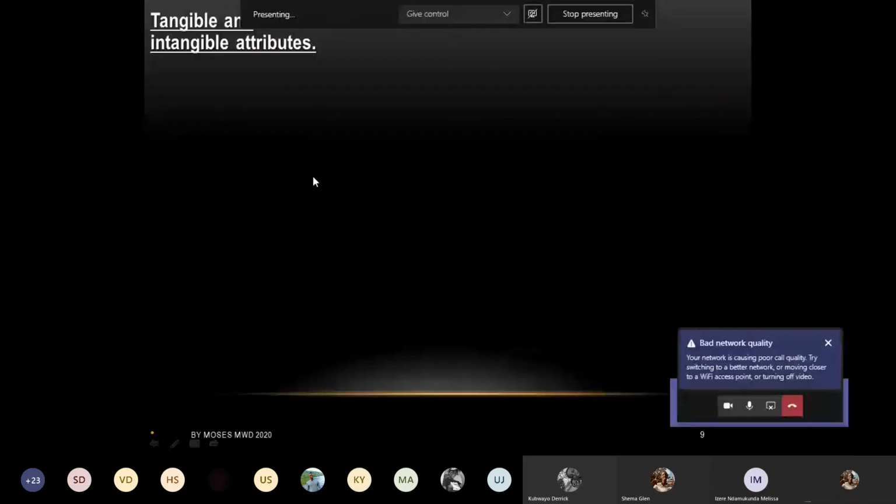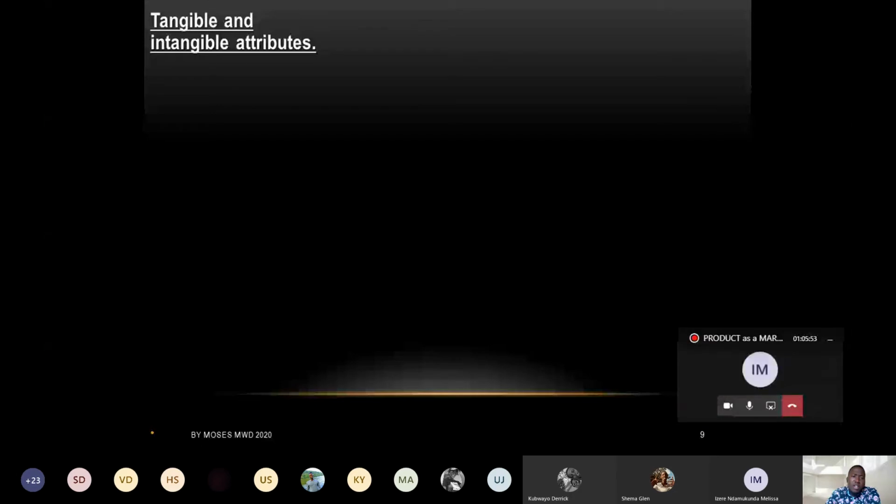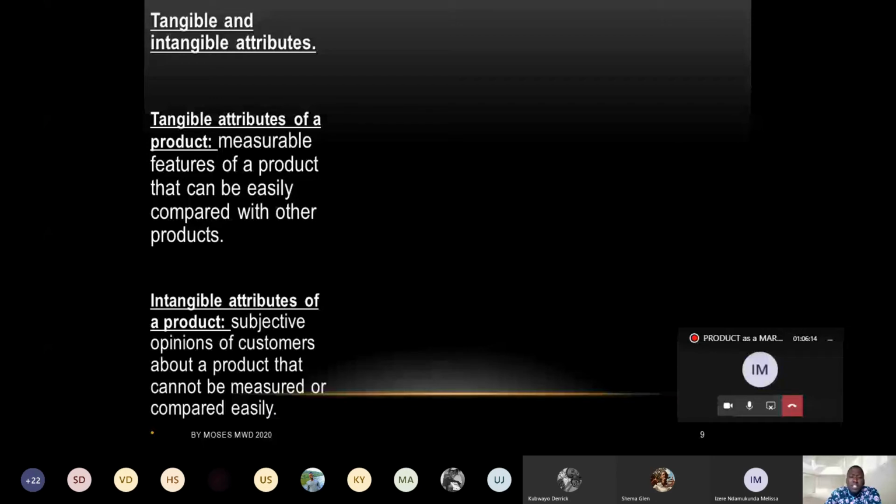So we are going to talk about tangible and intangible attributes of a product. Tangible are things you can see. Intangible, you can't see them. Tangible attributes are measurable attributes. You can see them, you can measure them. Attributes are like features, like qualities. Intangible ones are opinions. You cannot measure them. They are ideas, judgments, analyses. You cannot easily measure intangible attributes, but tangible attributes you can measure.